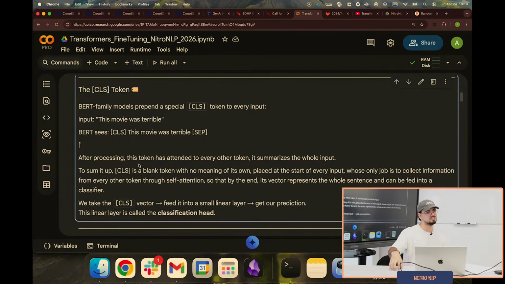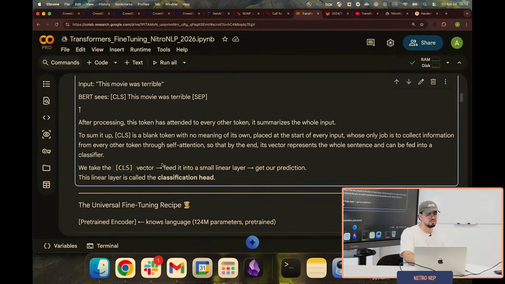It is placed only at the start of every input, and its job is to collect information from every other token in that sentence in order to represent it at the end of the actual understanding, to feed into the classifier. So we're not going to look at the outputs of each token in the sentence. We're going to look at the vector that is outputted by CLS, and using that, we're going to do the classification, because we're going to feed it into a linear layer of a network and then get our prediction. And this is what we call a classification head.